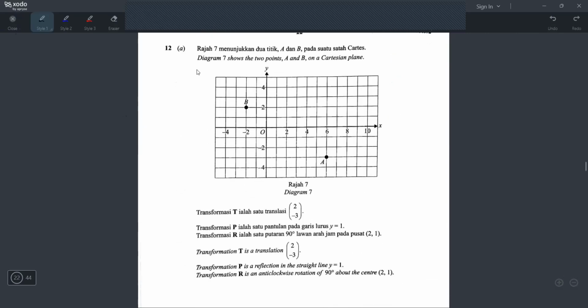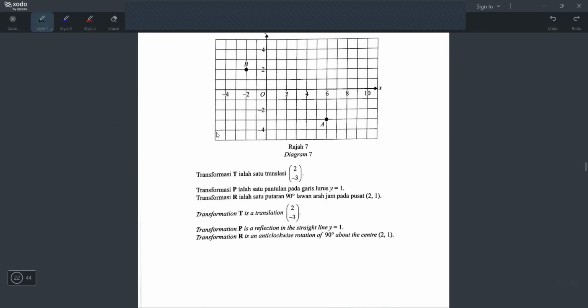Okay, let's continue with number 12. Diagram 7 shows 2 points, A and B, on a Cartesian plane. So this is a transformation question. Okay, so far nothing important. Transformation T is a translation (2, -3). This 2 means move to the right. Okay, move to the right. This -3 means move downwards.